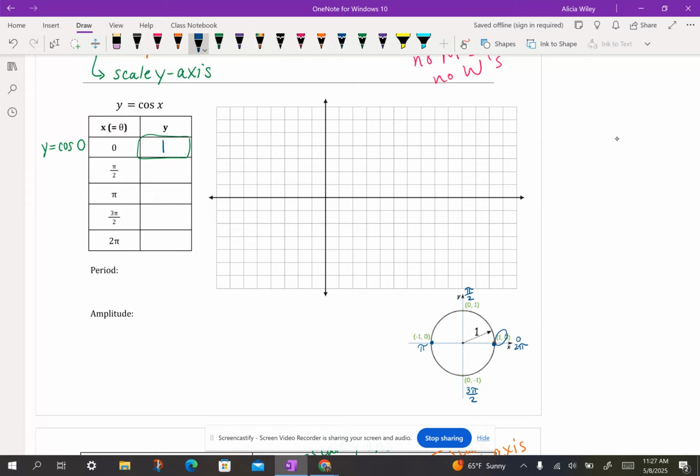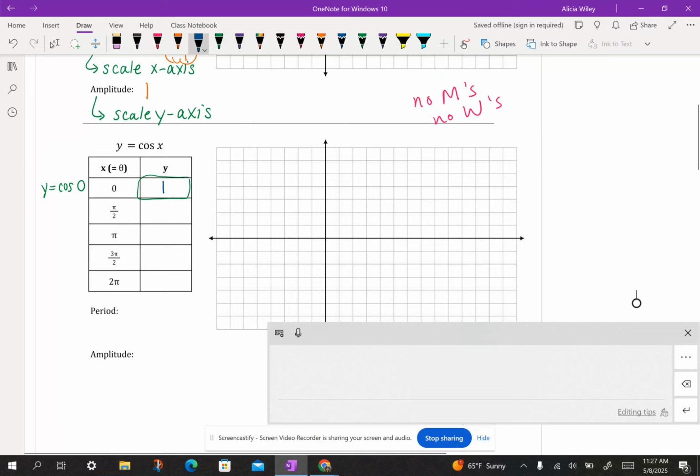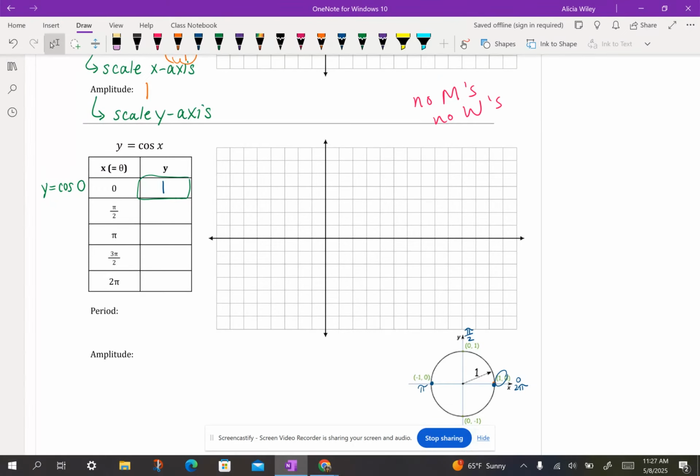So this is saying, what is y when the angle of cosine is 0? So what does cosine 0 equal? It equals 1. Okay? And that comes from the x values of the coordinates around the unit circle. Okay? So you're going to go ahead and try this. You're going to scale it. You're going to fill in your table, name the period, name the amplitude, and then also graph those points just like we did up above.